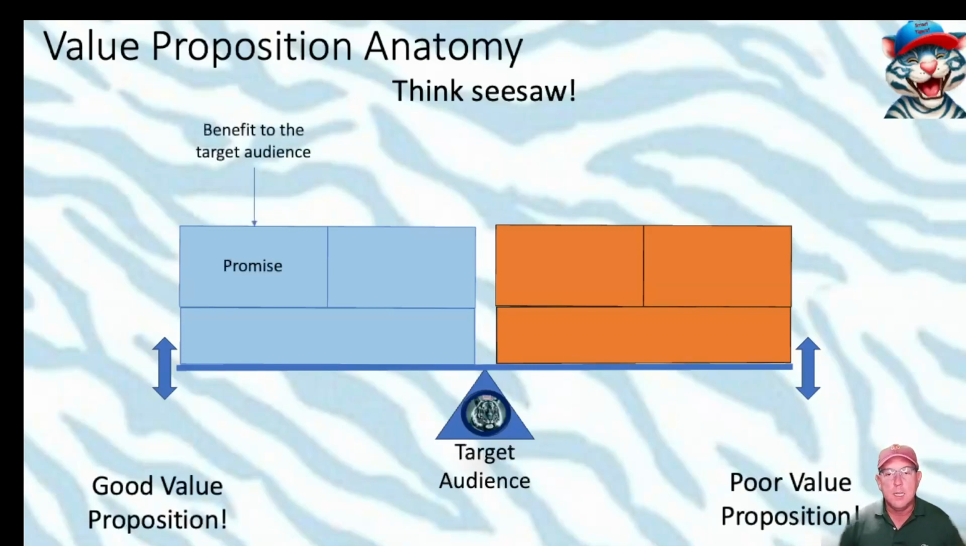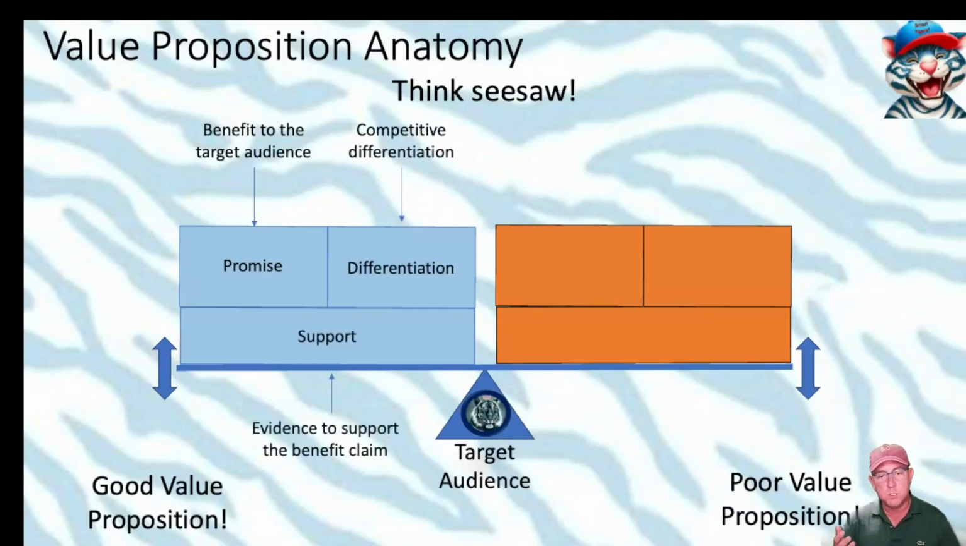So the first thing is you got to have a promise, right? And that promise needs to really benefit the target audience. Then you have a differentiation, right? So whatever promise you make really needs to differentiate yourself from the competition. And then when you make your promise and you have your competitive differentiation, you need to have evidence to support that claim. All right, so as a company, that's what you're going to develop.